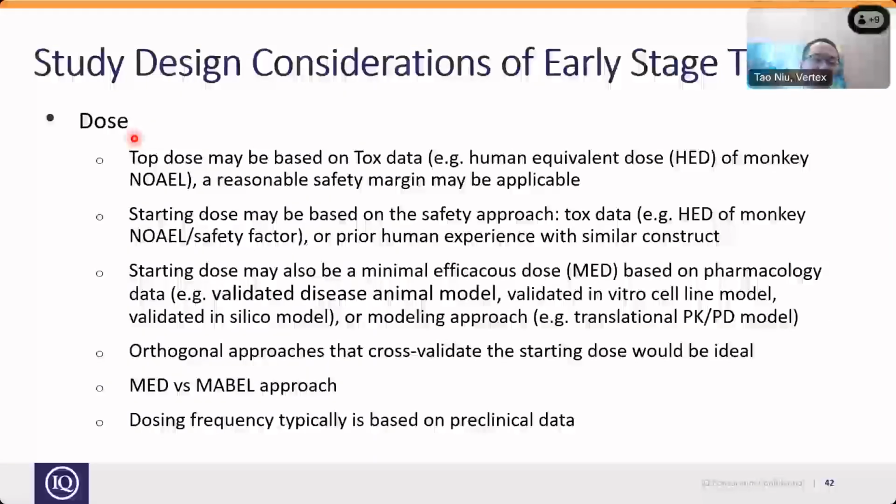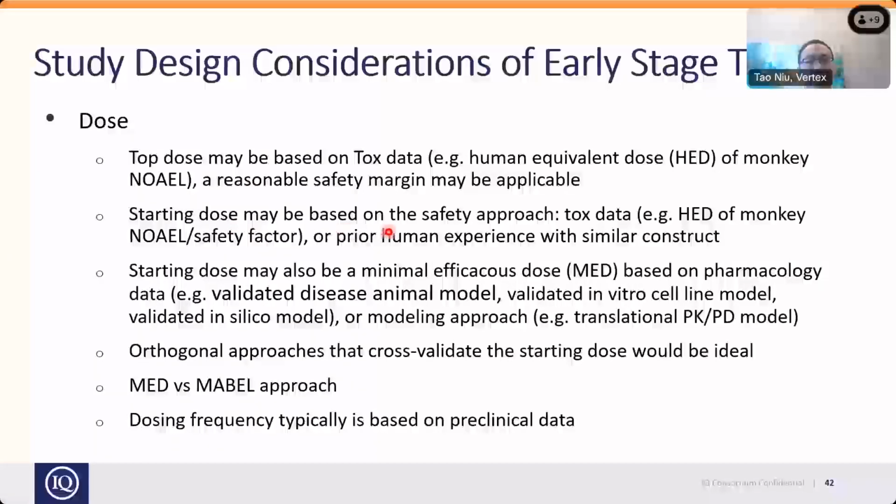In terms of the dose, which is a particularly important thing for clinical pharmacologists, the top dose may be based on tox data, such as human equivalent dose, HED, of monkey NOAEL. And a reasonable safety margin can be applicable, such as 1.2-fold, 1.5-fold, or 2-fold.